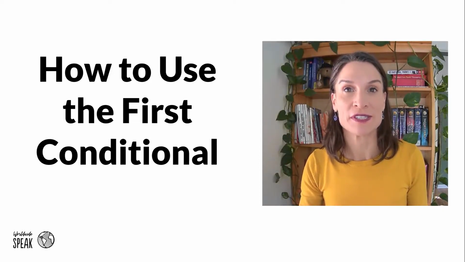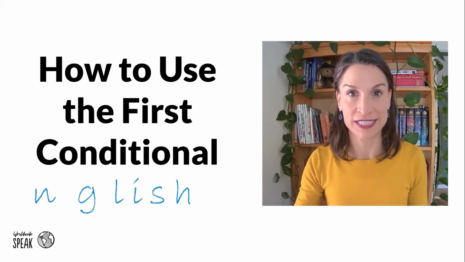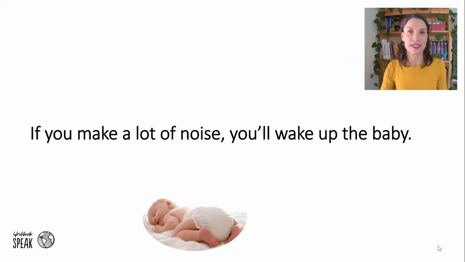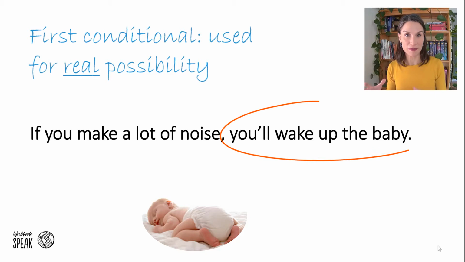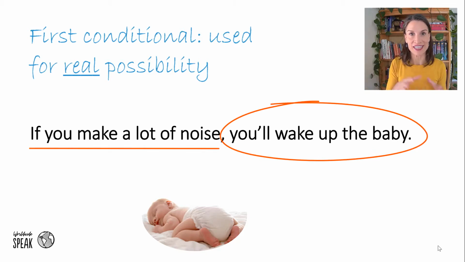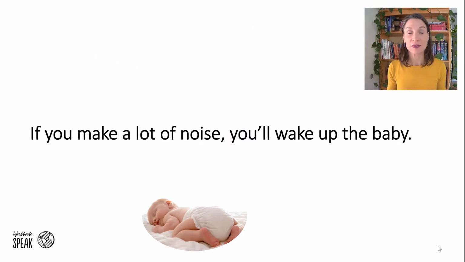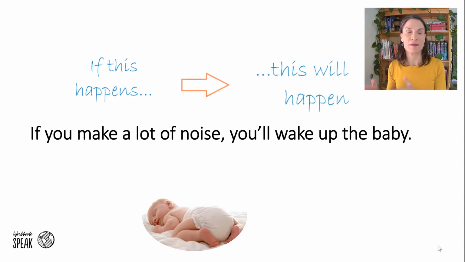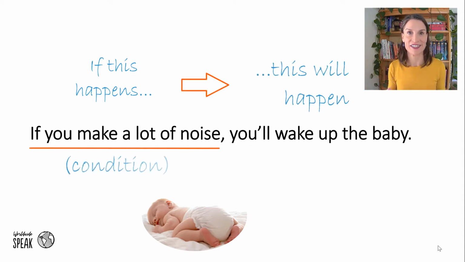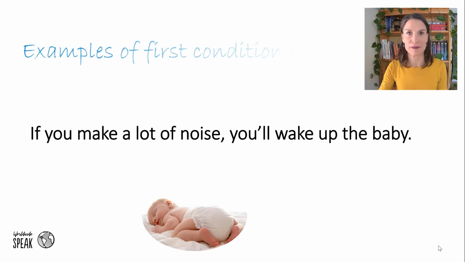In this video, I'm going to show you how to use the first conditional in English. The first conditional looks like this. Here's an example. If you make a lot of noise, you'll wake up the baby. The first conditional is a real possibility, something that may actually happen. So you will wake up the baby based on this condition, if you make a lot of noise. We call it a conditional because if this happens, then this will happen. This is the condition for this. Let me show you a few more examples.